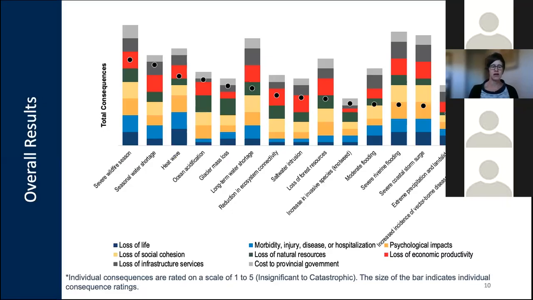And you can see the magnitude of the consequences for each of these risks. This tells us a couple of things. Firstly, many of the risks that have high consequences are driven by having high consequence ratings across multiple criteria. In the case of ocean acidification, there are significant consequences to a number of factors such as loss of economic productivity, loss of natural resources, psychological impacts and loss of social cohesion, which are things that you might expect for this particular scenario.